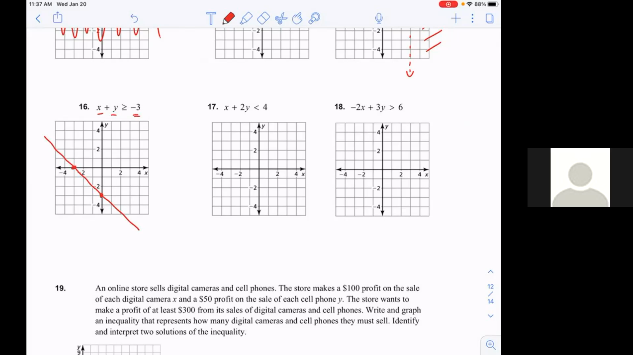And now we have to determine which side are we going to shade. And again, we're going to test this. 0 plus 0, is that greater than or equal to -3? It is, so that means that this is the true half plane. We're going to shade up here. Okay, all right, let's try 17.